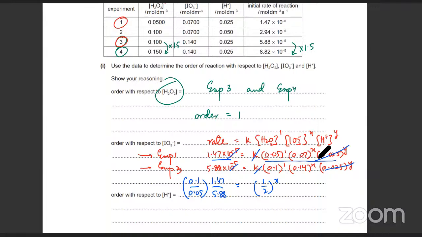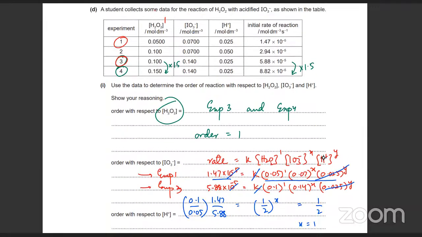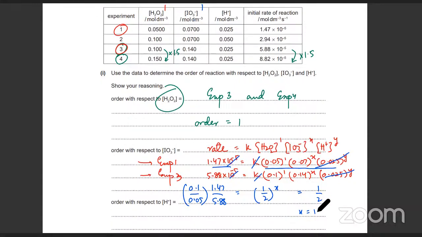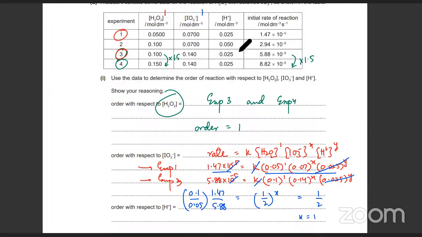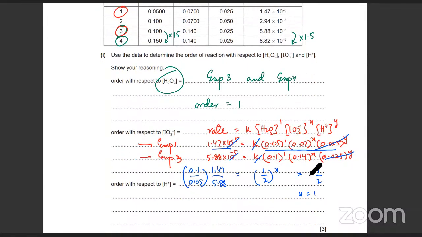It's 1/2. 1/2, so that's 1/2, right? So that means x is 1, right? So with IO3, it's also 1. So remember this: if you can't find experiments where the concentration of only one is changing while the other reactants are constant, you plug in the values into the rate equation and solve it simultaneously. Okay? So that one is clear.